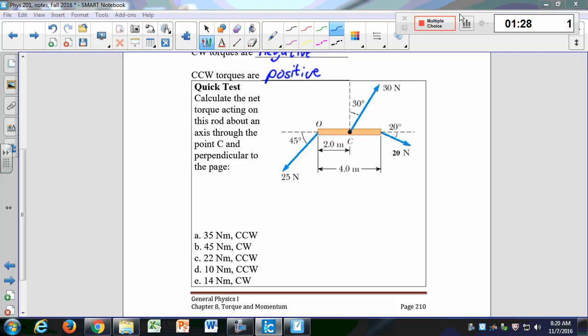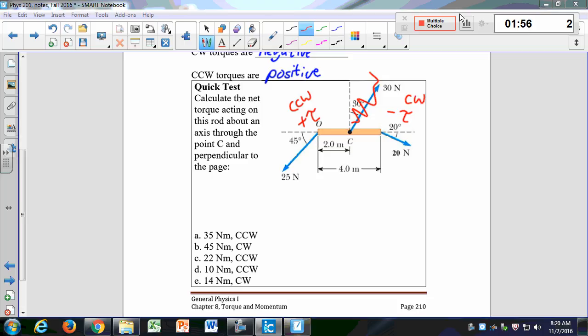Now notice if I move my axis of rotation, then it can change. Like if I put my axis of rotation over here, then this force doesn't cause any torque. So what we've done so far is we said this force does no torque. This force on the left is positive torque because it's counterclockwise. And this torque is negative because it's clockwise.